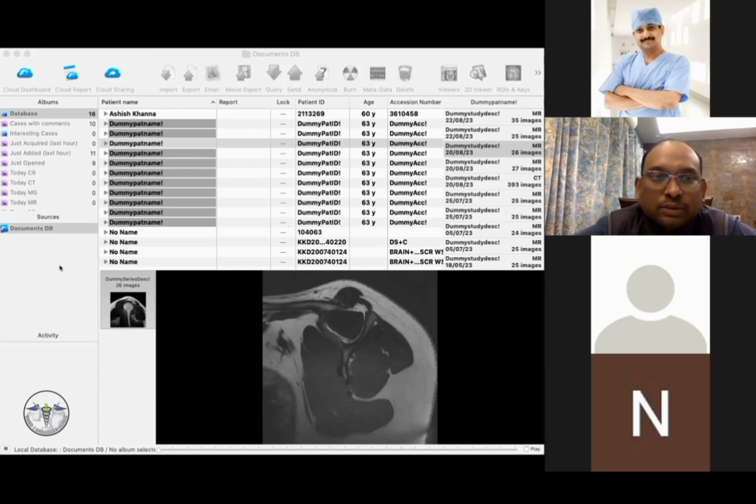And then I showed some six examples. So this is what it is. Any questions? Any more questions? Amit, what about reverse Hill-Sachs and posterior?